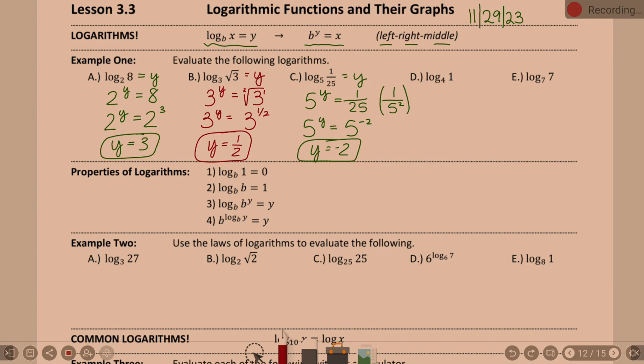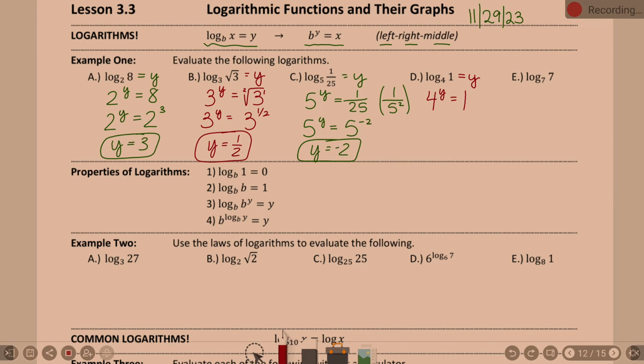Okay. D. Log base 4 of 1 equals, I'm going to set equal to y so we can find y. How are we going to rewrite this? 4 to the y equals 1.